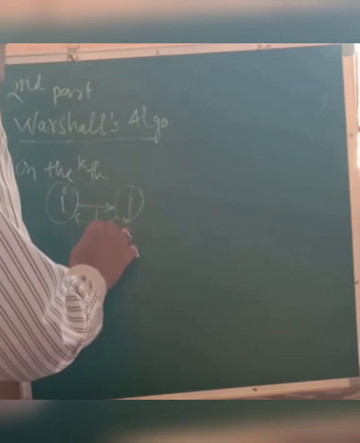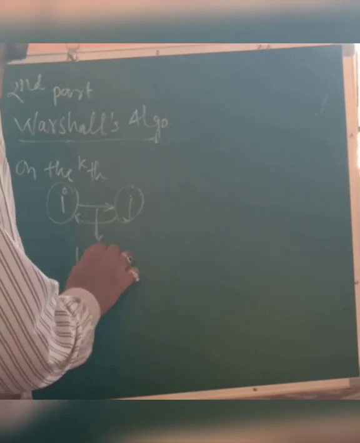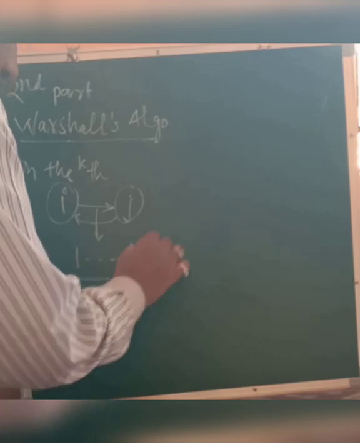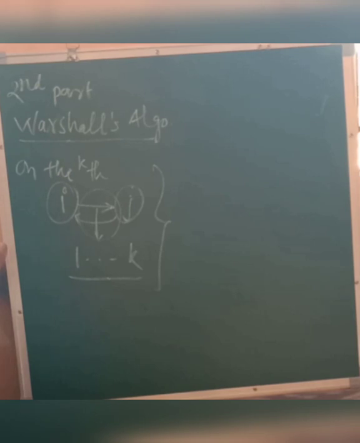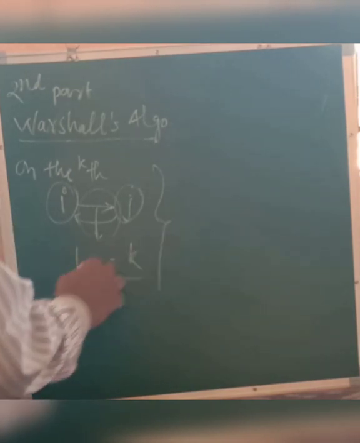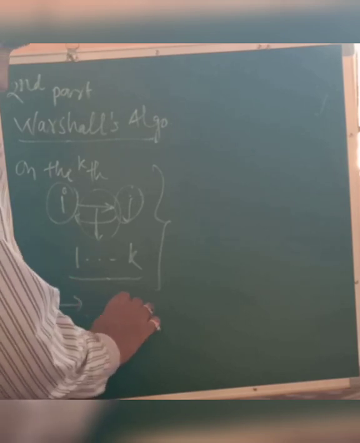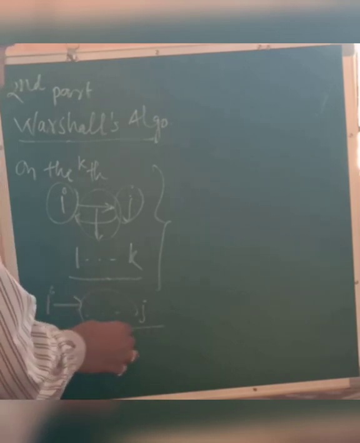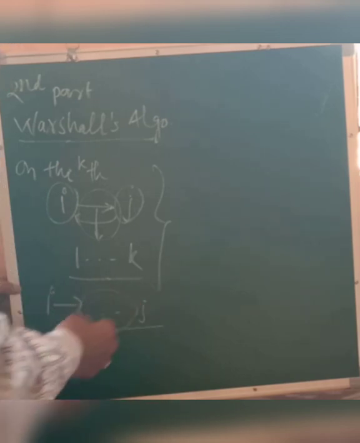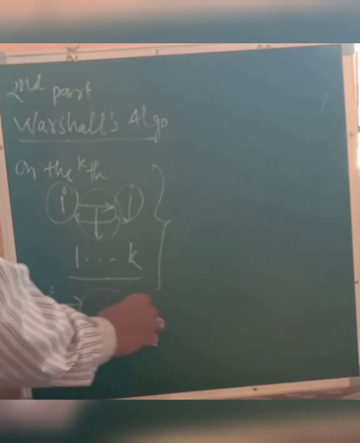So in between these, there should be 1 to k vertices. There are many vertices in between, and if there are many vertices, that will be called a path from I to J. This is so simple. So from I to J there are many vertices, maybe 2, 3, 4, 5 vertices, going from I to J.